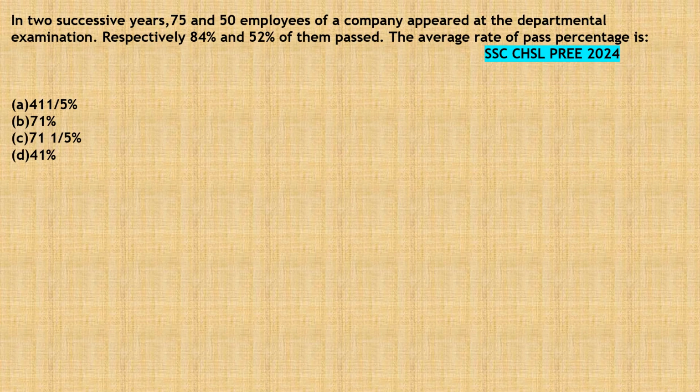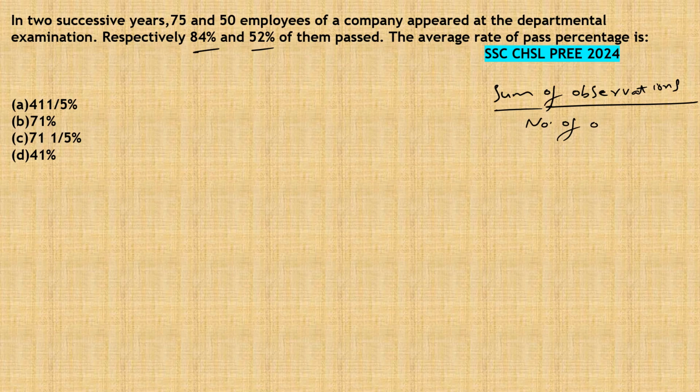In 2 successive years, 75 and 50 employees of a company appeared at the departmental examination. Respectively, 84% and 52% of them passed. Find the average pass percentage. Average is nothing but the sum of observations divided by the number of observations. We'll study it in the average chapter clearly.